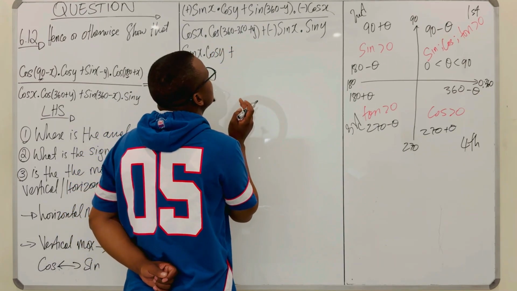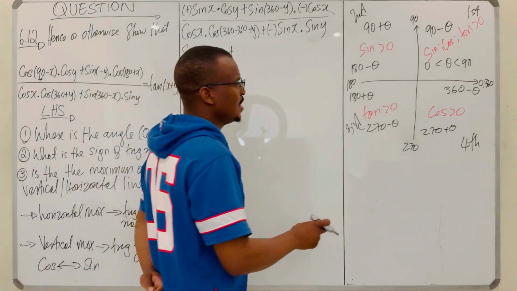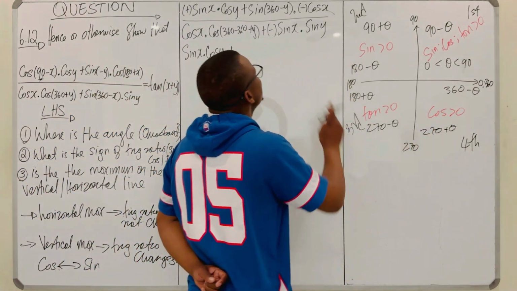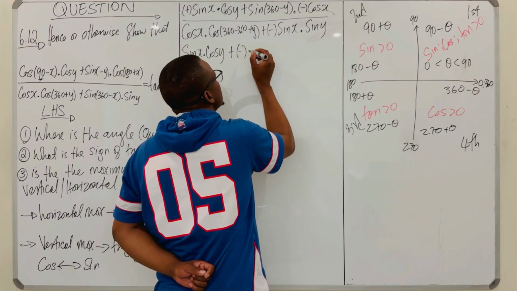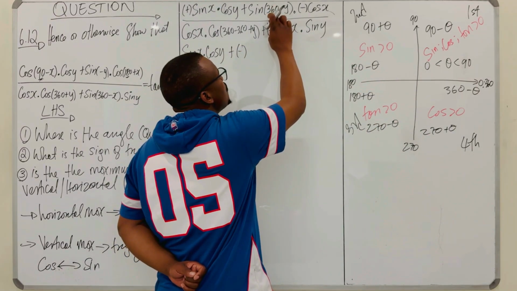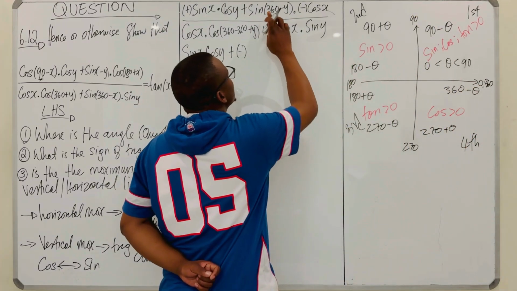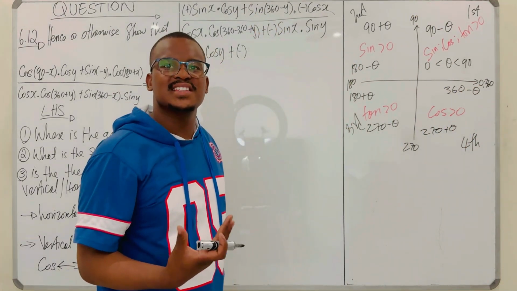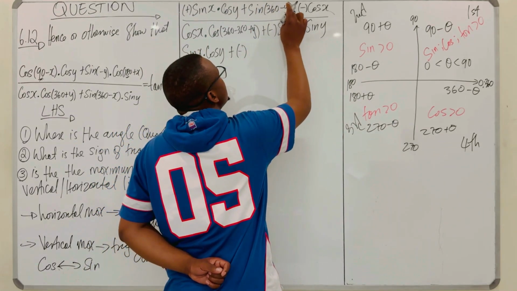Plus. In this case, we still have this to resolve. Where is 360 minus? 360 minus is on the fourth quadrant. What is the sign of sine? That sign is negative. So where is your maximum? Is it on the horizontal or on the vertical? It's on the horizontal, so the function will not change. So you just take the sine of y.